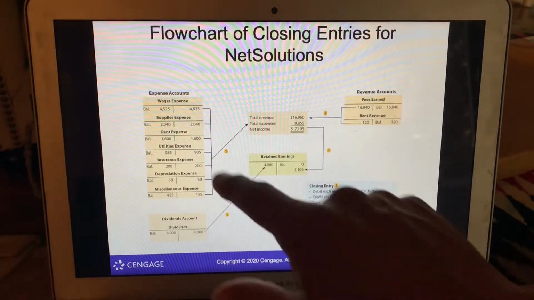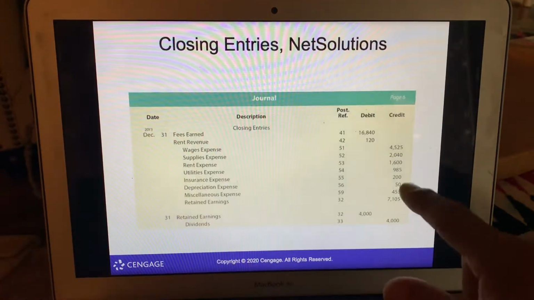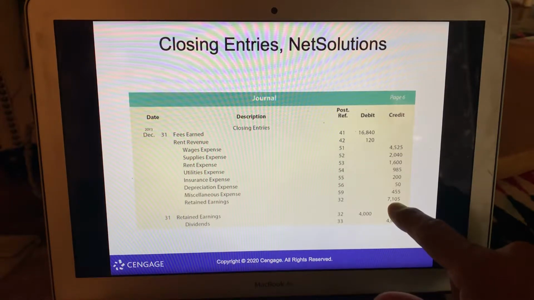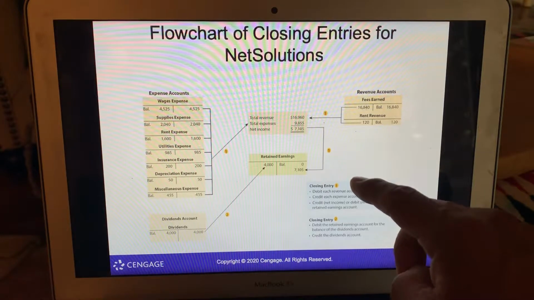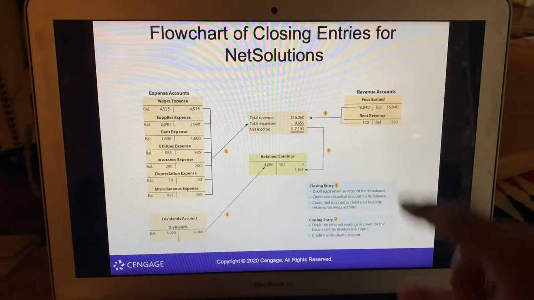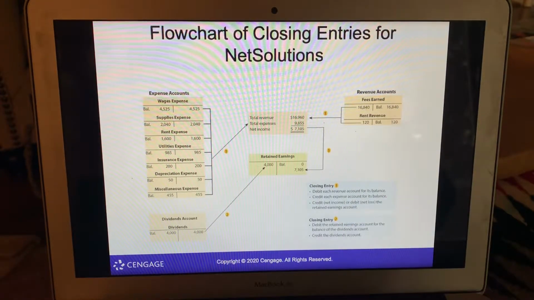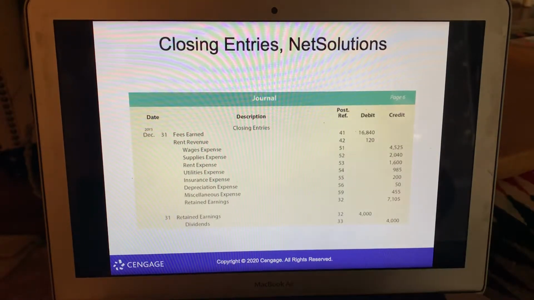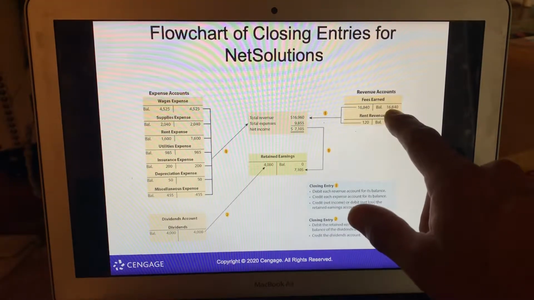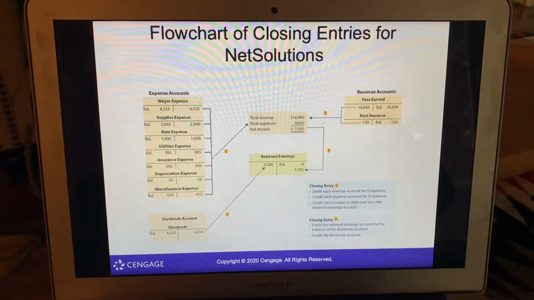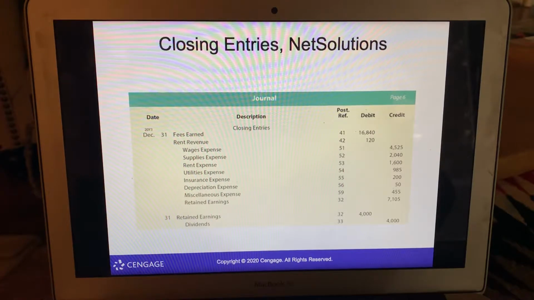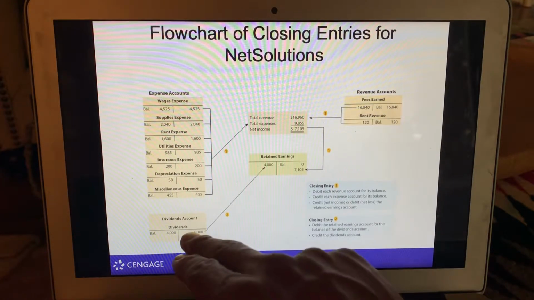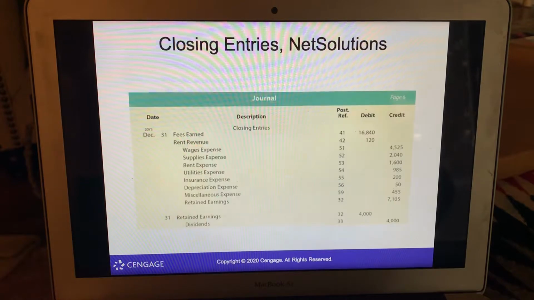Our fees, each of those accounts that we were talking about right here, all of those are listed in this fashion. And then our fees earned and rent revenue are put on the debit. Notice on here, this is the debit I'm talking about, because it's closing out those accounts to zero. Okay, and then retained earnings of 4,000 and dividends, that's where this is going right there. All right, so those are the closing entries for those.